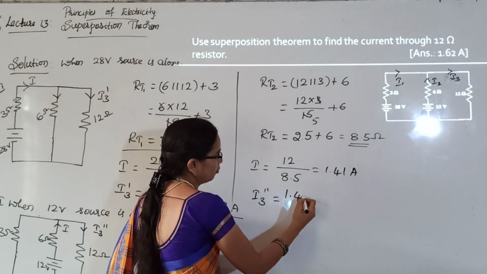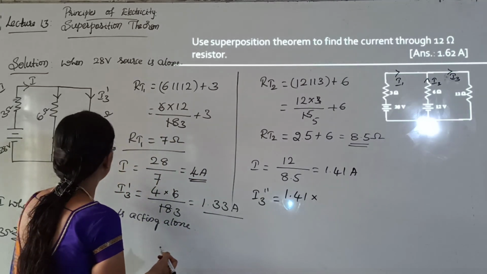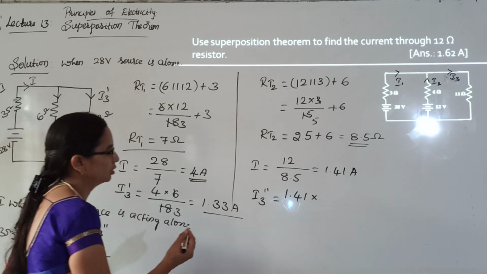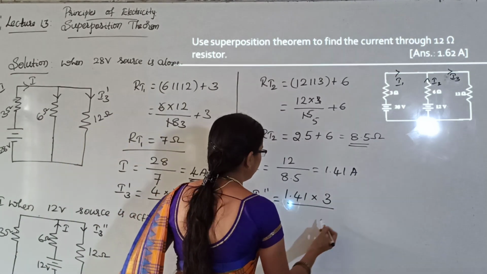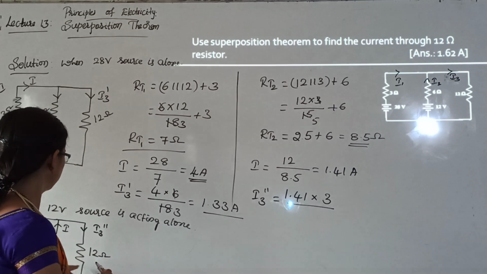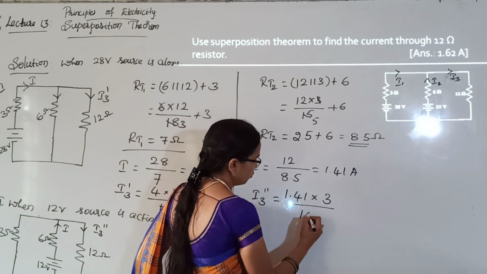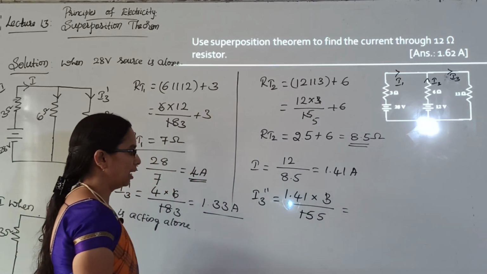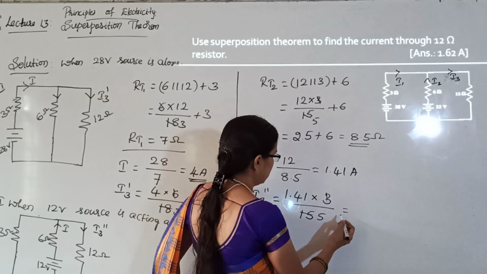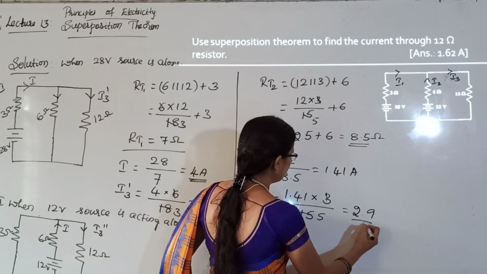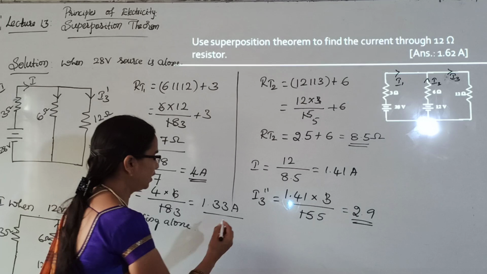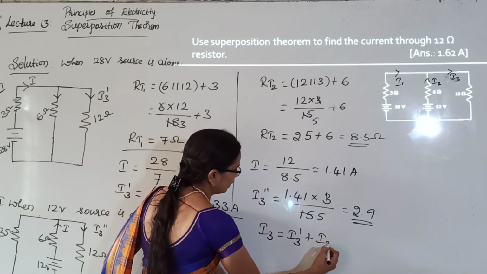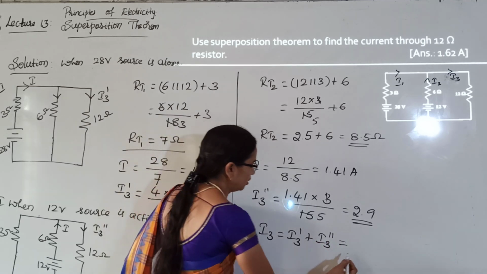The main current 1.41 into the opposite branch resistance here, that will be 3 ohm divided by 3 plus 12, that is 15. Calculate it, we will get the value of 2.9 something. Then in the final step, I3 is equal to I3 dash plus I3 double dash you will do. You will get the final answer.